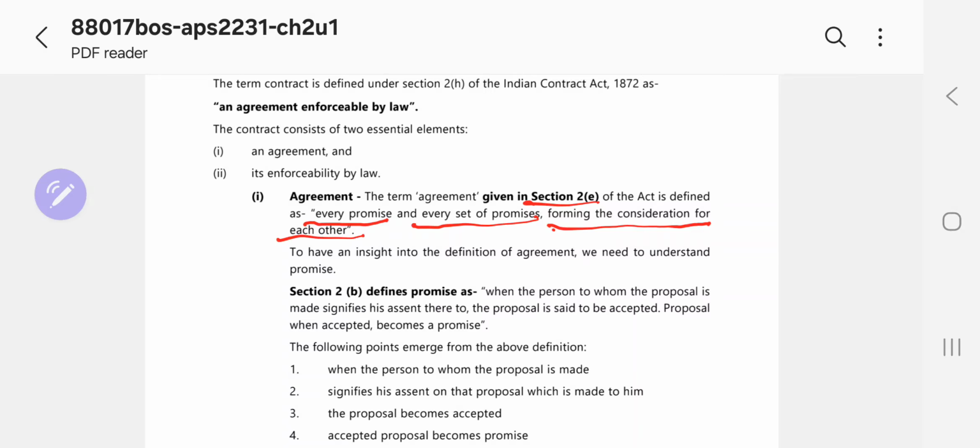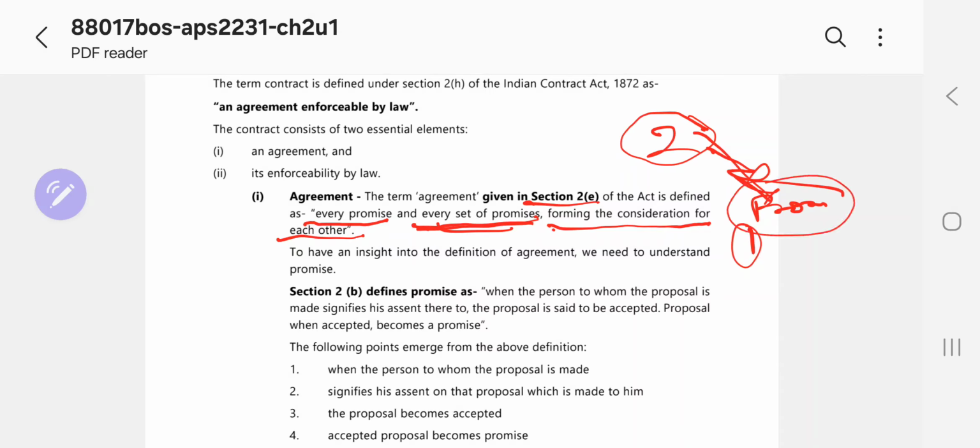So what do you mean by agreement? If there are two parties to the contract, then these two parties make a promise or set of promises. There should be one promise or more than one promise. If there is one promise, it is called a promise. If more than one, it is called a set of promises. If these two parties come together, agree to some promises, and in turn get some consideration, then it is called an agreement.